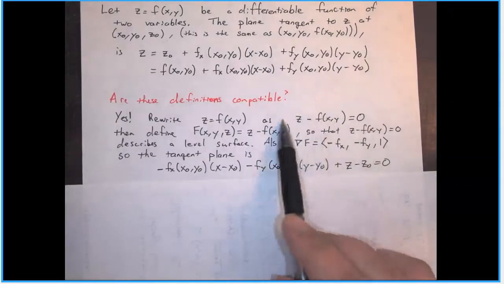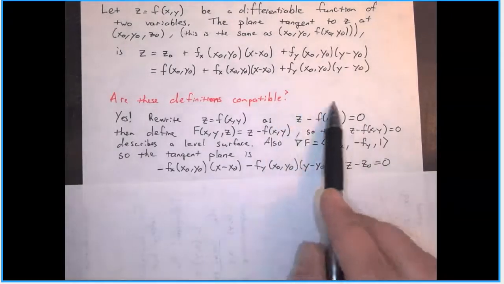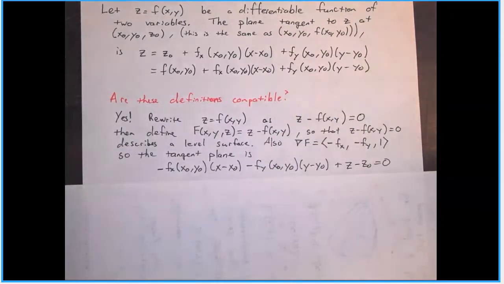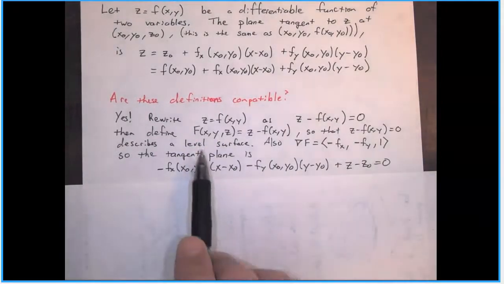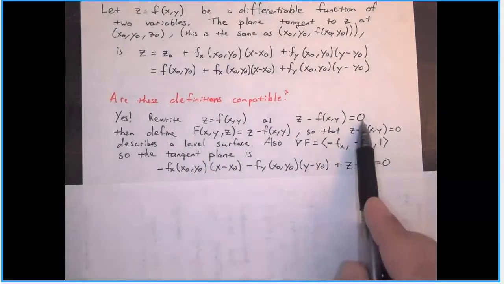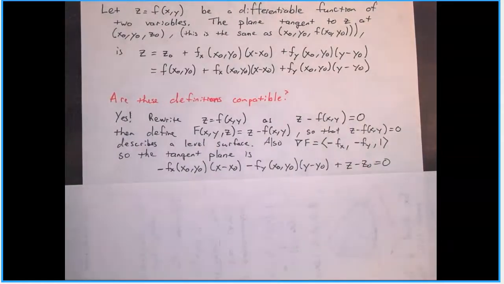Now I can define z minus f of x, y as a function of three variables. Let's call that capital F of x, y, z. And if I set capital F of x, y, z equal to 0, then I'm going to have a level surface. And I can take the partial derivatives of that capital F function.